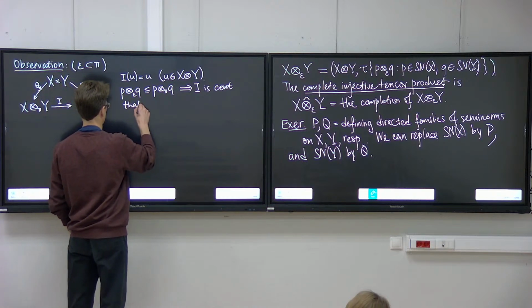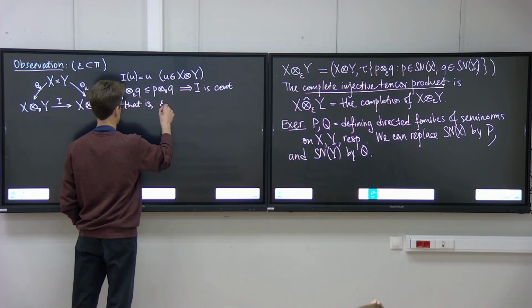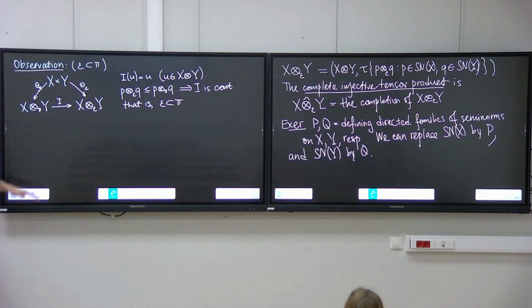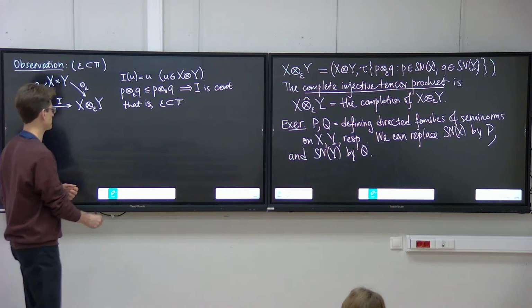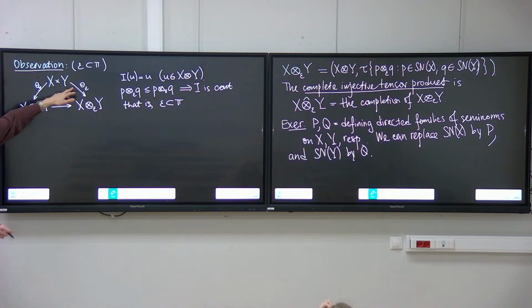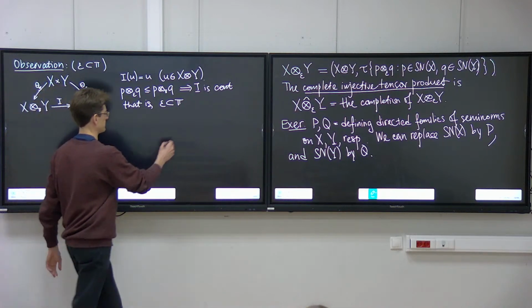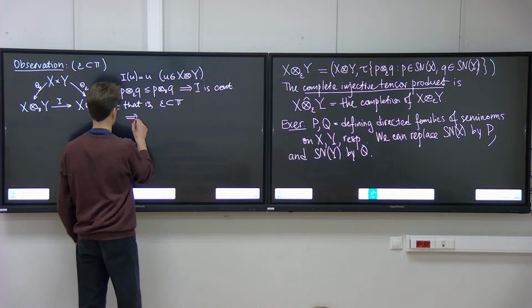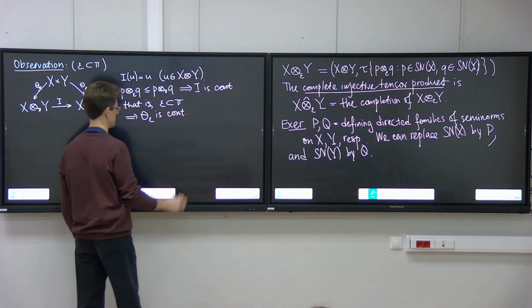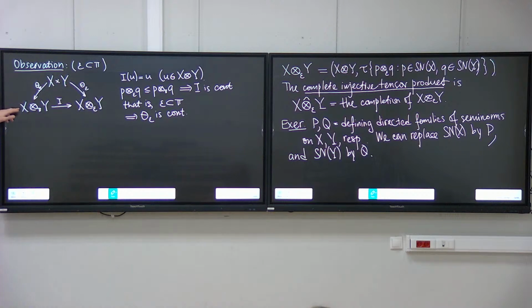That is, in other words, epsilon is included in pi. So the topology on this space is weaker than the topology on this space. Moreover, the continuity of I implies that theta epsilon is continuous. Theta epsilon is also continuous, simply because it's the composite of two continuous maps, this one and this one.